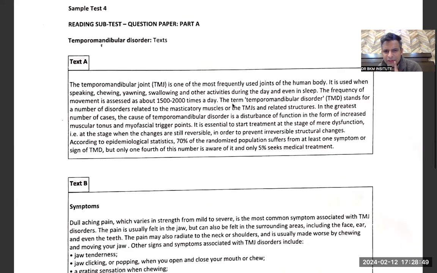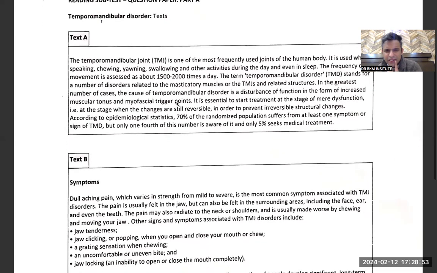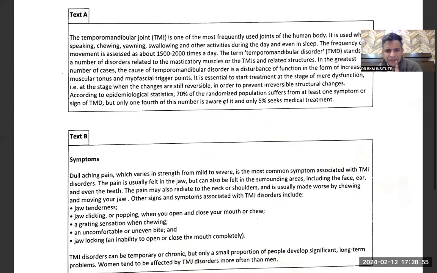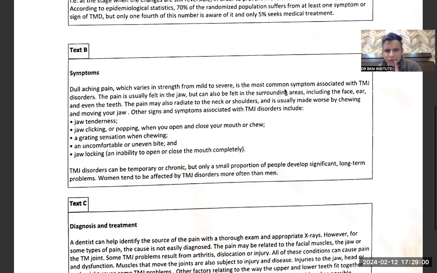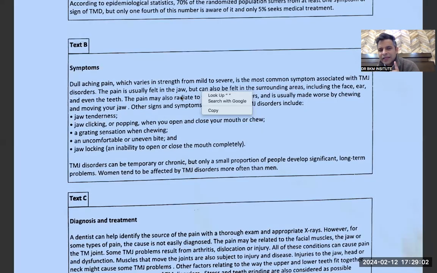Activities during the day, frequency of the movement is assessed. Disorders related to masticatory, it is greater number of cases, start the treatment, reversible, epidemiological, dull aching pain, severe, the most common symptom, pain is usually felt in the jaw. Notice the LY words, normally, usually, felt in the jaw. That is how you do it. Please follow the base. Notice the words like frequently, normally, they help you to find the answer.